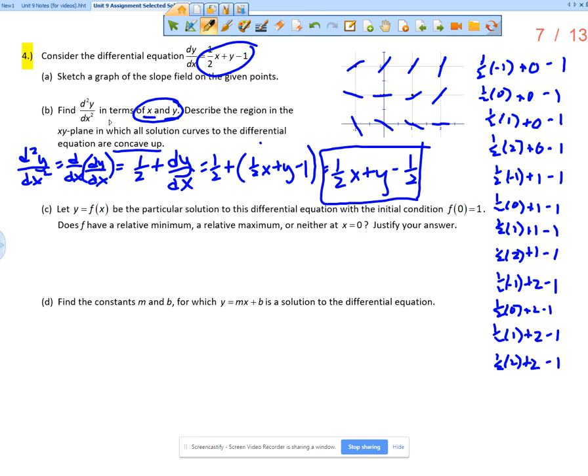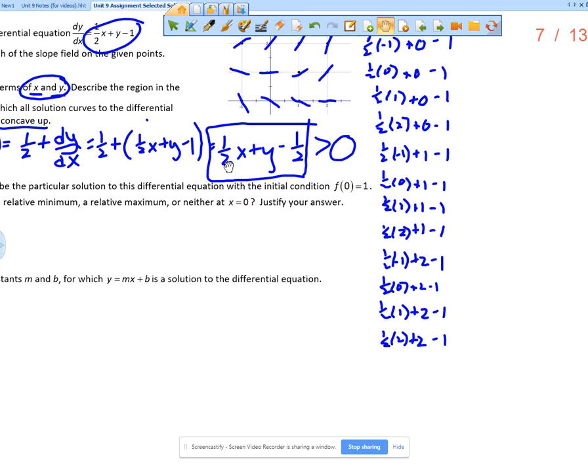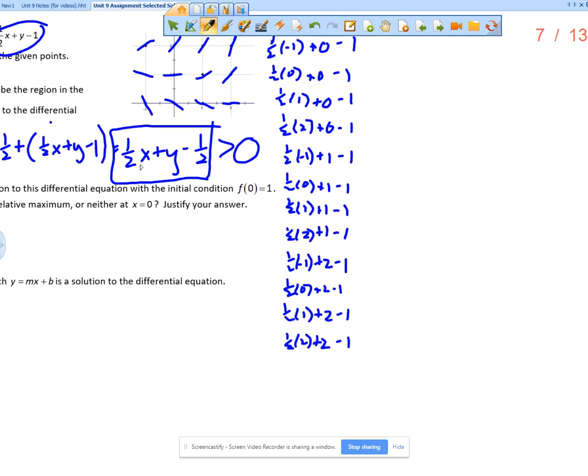Remember, concave up means that the second derivative is greater than 0, right? Greater than 0. So what does that mean? Okay, I'm going to do a little bit of work over here on the side because I ran out of room. What does greater than 0 mean? Well, that means that 1/2 x plus y minus 1/2 is greater than 0, which means that y is greater than negative 1/2 x plus 1/2, right?